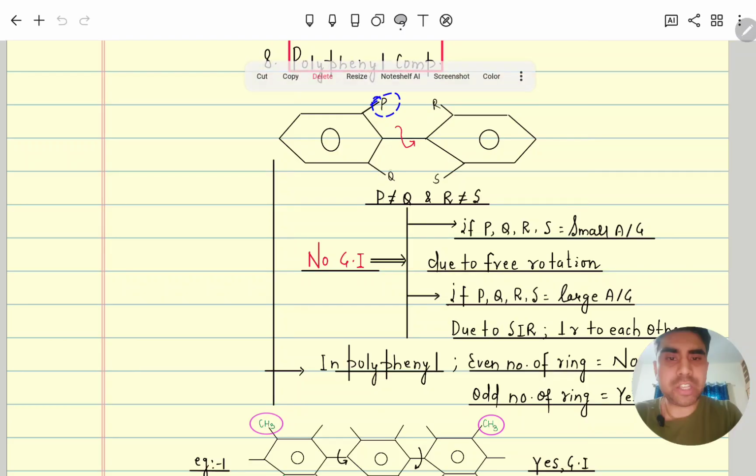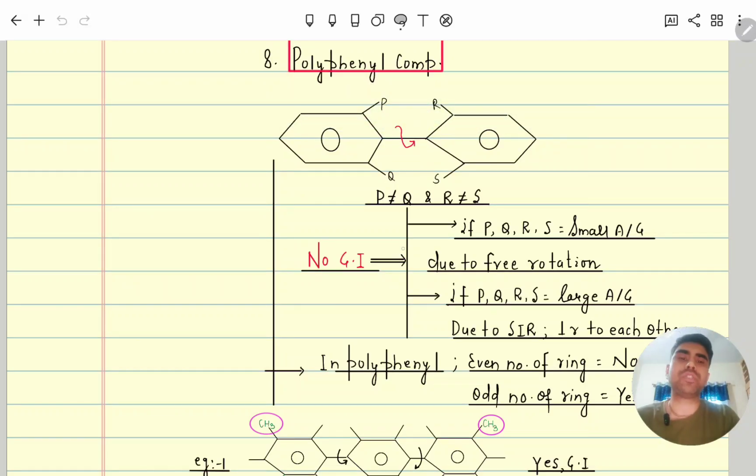So in that P and Q and R and S, if it is different, due to that it will rotate this carbon single bond conformer, so it will not show GI due to free rotation. Or if P and Q and R and S are bulky, what will happen? It will have steric effect, so one phenyl will rotate. Due to that rotation, again R and S is not in plane, so it will not show GI.